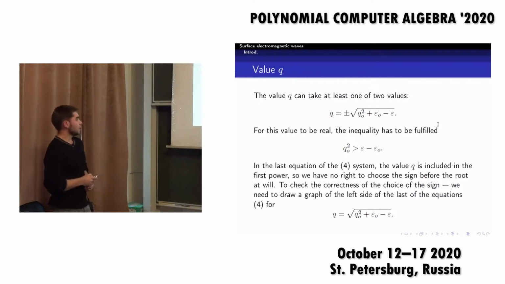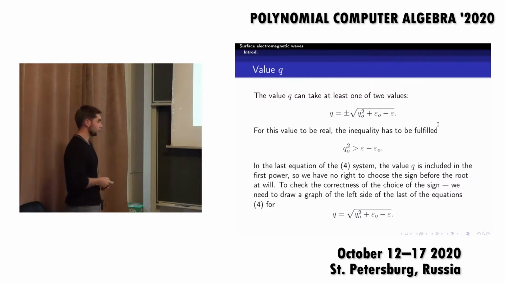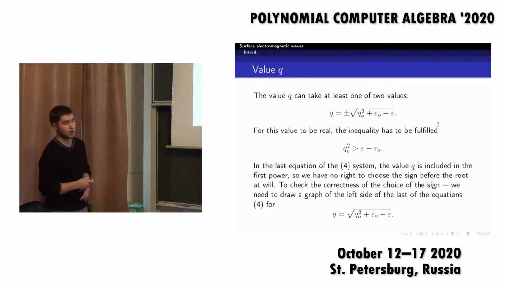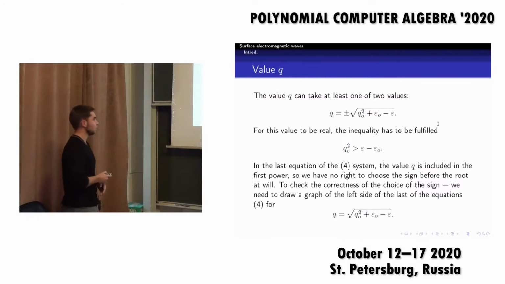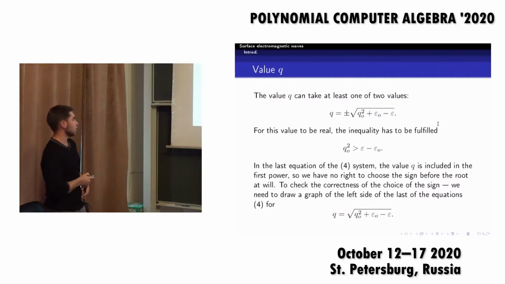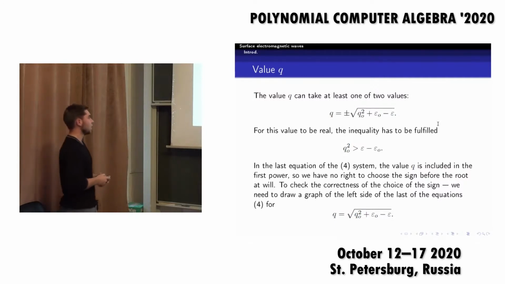We have this, and after this it has to be fulfilled. In the last equation of the system, the value Q is included in the first power, because beta and gamma in the last slide were of degree 2, but here it is just the first power. So we have no right to choose the sign before the root at will. To check the correctness of the choice of a sign, we need to draw a graph of the left side of the last equation.